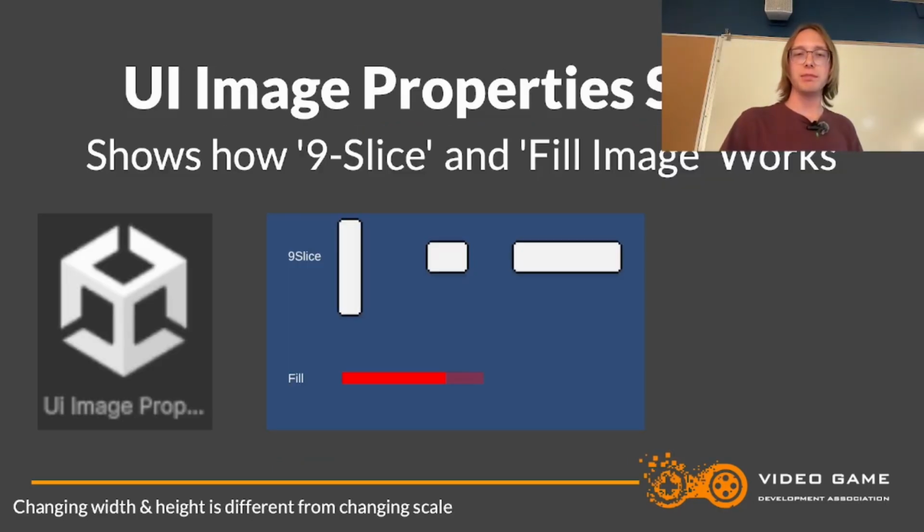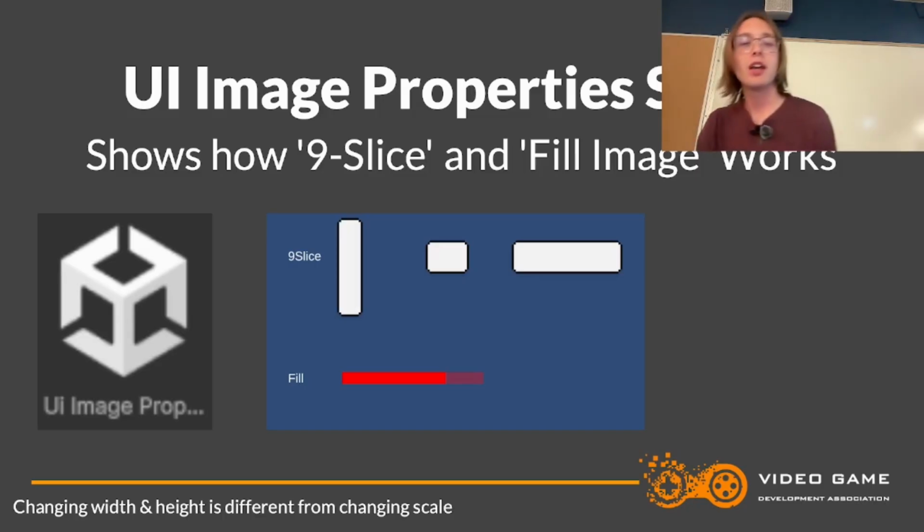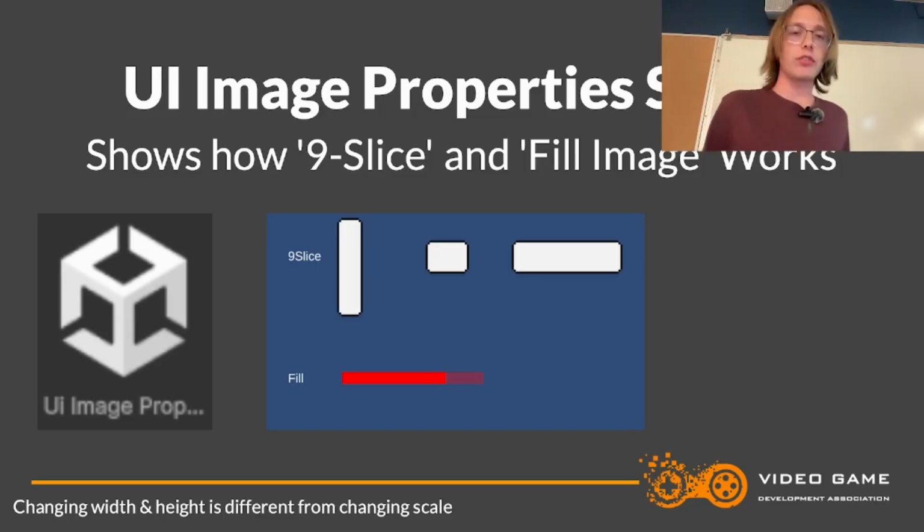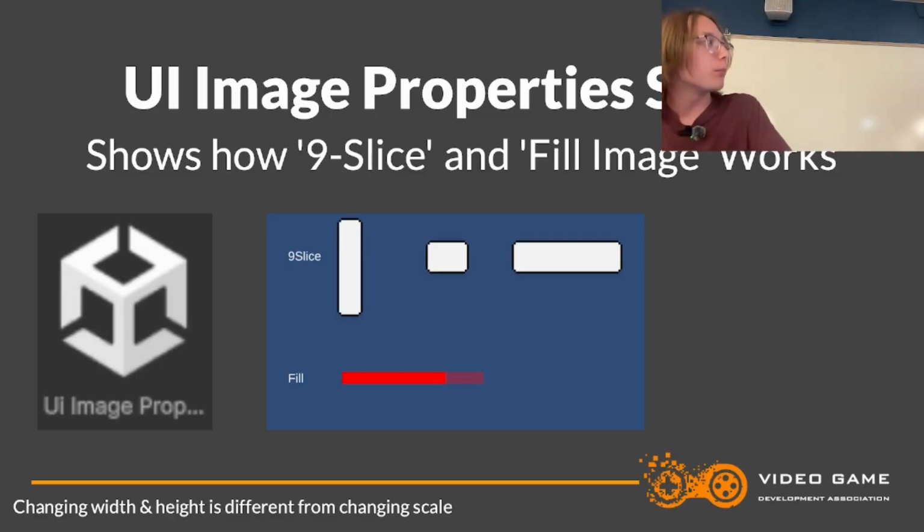It's awesome. Now this is just a very basic scene example for how 9-slice and fill image work. The way I think of 9-slice is like dialogue boxes, and the way I think of fill is like health bars. Fill and 9-slice are very easy ways to scale assets without ruining their resolution or size. One thing that's very important about UI, which you'll notice in this scene, is that changing width and height is different from changing your scale. So keep that in mind.